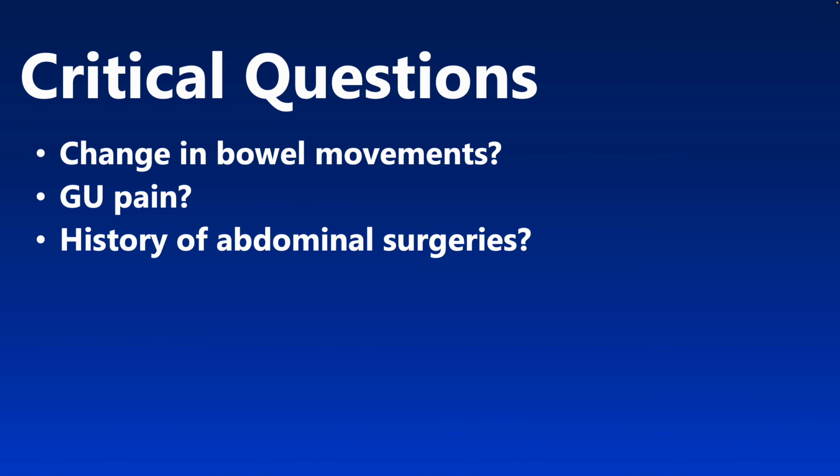We want to be asking if they have a history of GU pain. That might lead us more down the path of evaluating for ovarian torsion or testicular torsion or something like pelvic inflammatory disease or ectopic pregnancy. And of course, asking if they have a history of abdominal surgeries. Remember, a history of prior abdominal surgeries increases the risk of formation of adhesions, which increases the risk of bowel obstruction. So knowing those kinds of things are helpful in determining the patient's risk for some of these diagnoses.